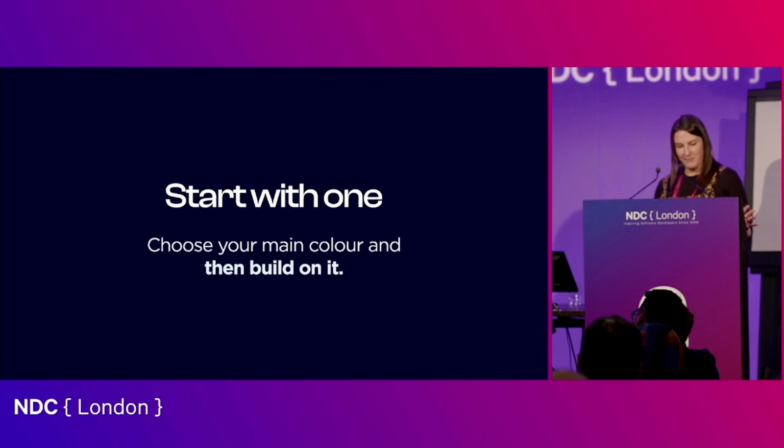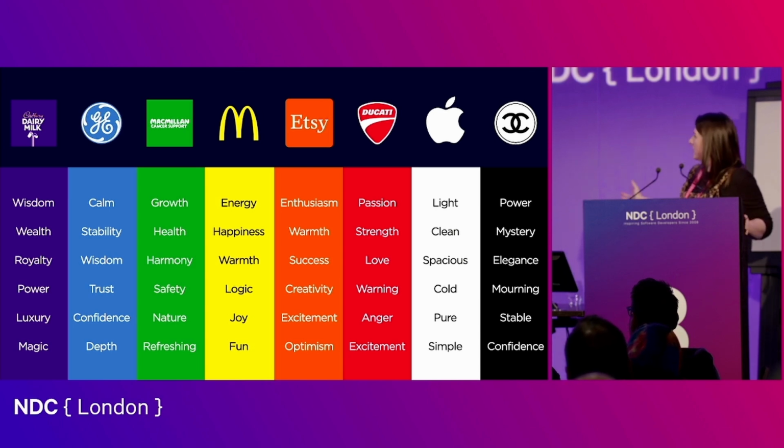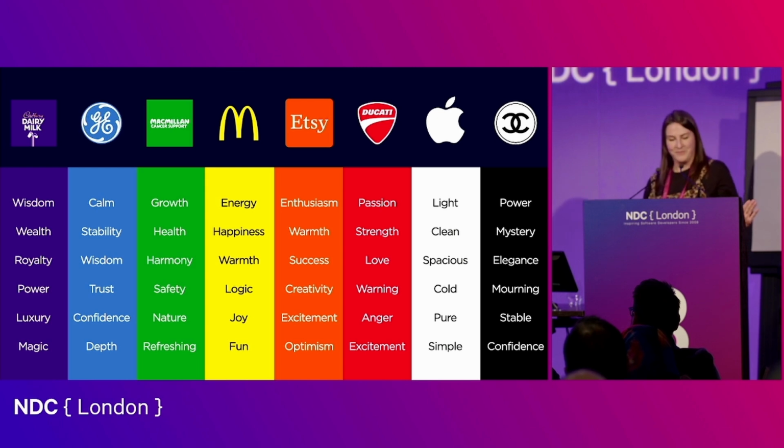This is looking at the types of feelings that are associated with certain colors. So our purple, we've got royalty and luxury, and all the way down to your oranges, which is quite warm and successful and creative, and then down into black, which is stable and powerful and things like that.